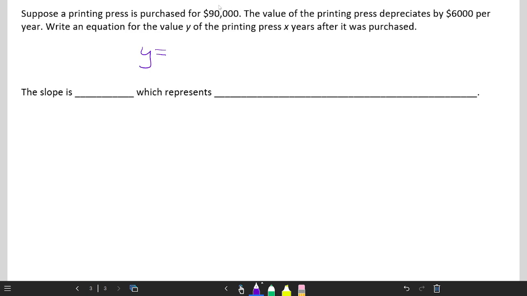So the value is going to start at $90,000. So when x is 0, right, 0 years after it was purchased, the value is 90,000. And then 1 year later, it's going to decrease by 6,000. And then 2 years later, it'll have decreased by another 6,000. So basically, it's starting at 90,000, and then the value is going to decrease by 6,000 per year.